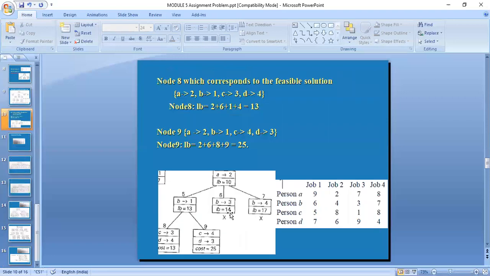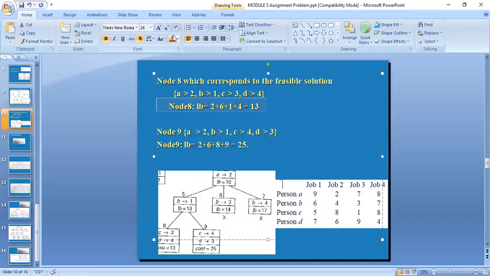The calculation is very simple. We'll see it. So you have node number 8 and node number 9. How will you calculate node number 8? Now if you see node number 8, person A with job 2, which is 2. Person B with job 1, the value is 6. Person C with job 3 is 1. Person D with job 4 is 4. So 2 plus 6 plus 1 plus 4, which is equal to 13. So you are writing here the cost as 13.